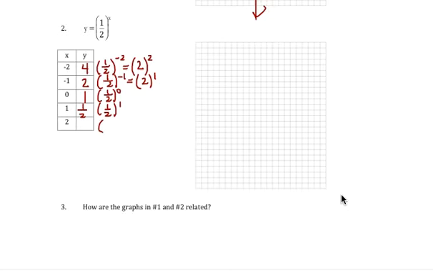And 1/2 to the second power would be what? 1/4. Remember, you got to do the 2 times 2 on the bottom. Okay, so we're going to graph this. And we're going to count by 0.5s.